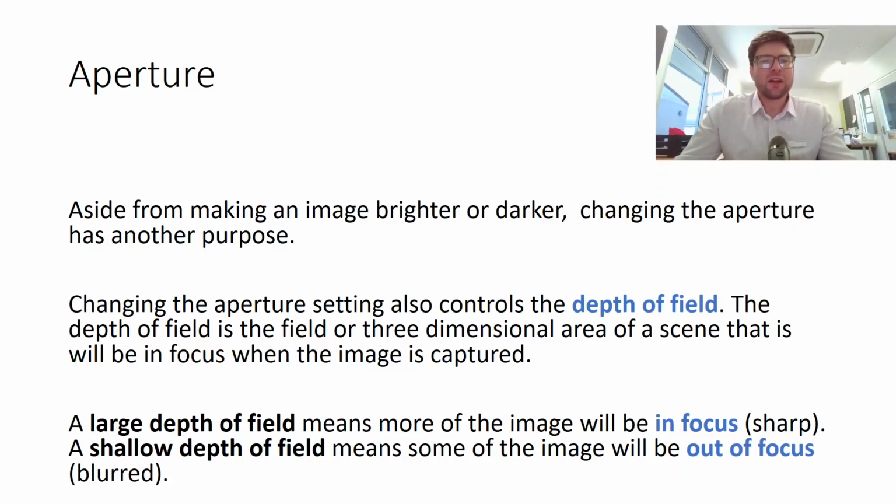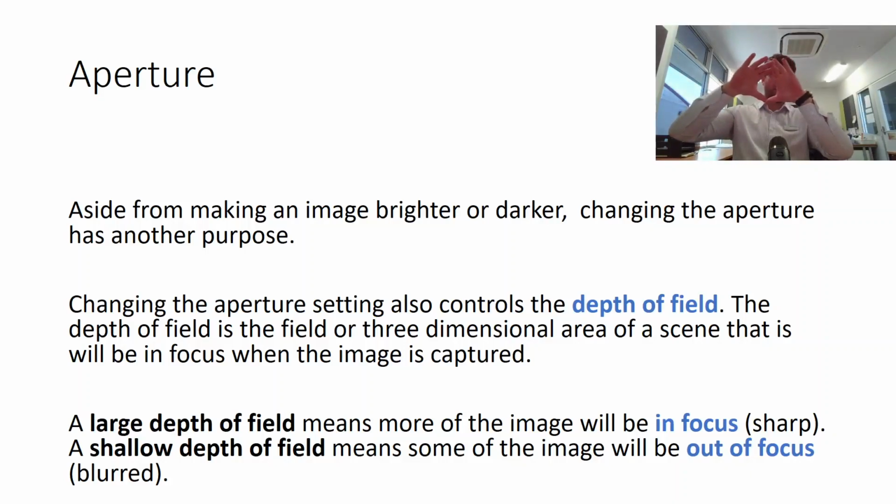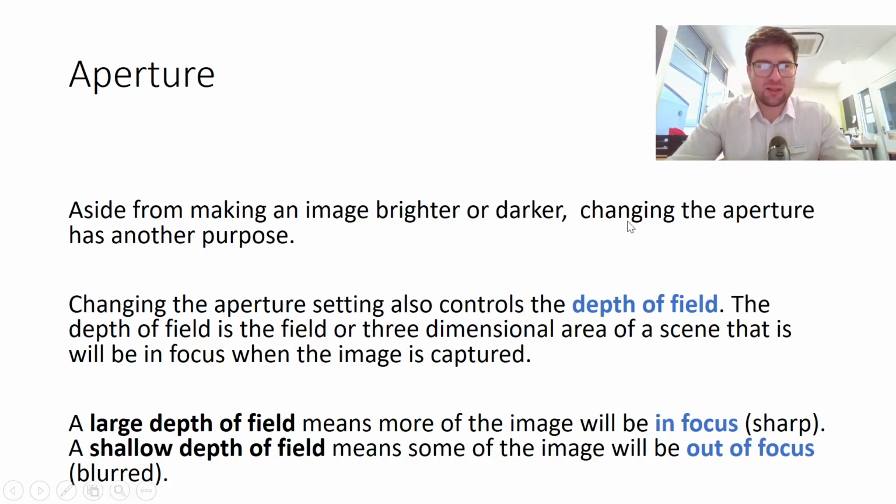We'll keep going. So aperture is the second one that we talked about. That was the opening in the lens, the ring that goes wider and narrower. So aside from making the image brighter or darker by allowing more or less light in, changing the aperture also controls the depth of field.